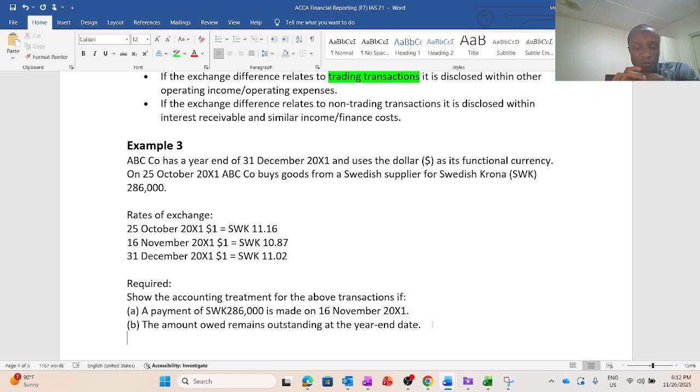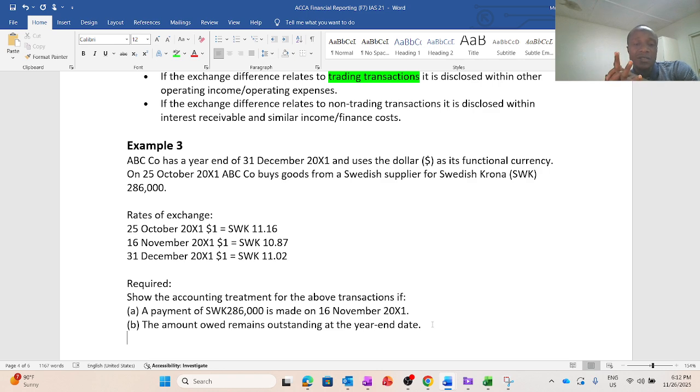Then at the settlement date, we are also going to convert the 286 using the rate of 10.87, which is the spot rate at the settlement date. Any difference will be accounted for as either a gain or a loss in foreign exchange. So this is how you are going to solve the first aspect.